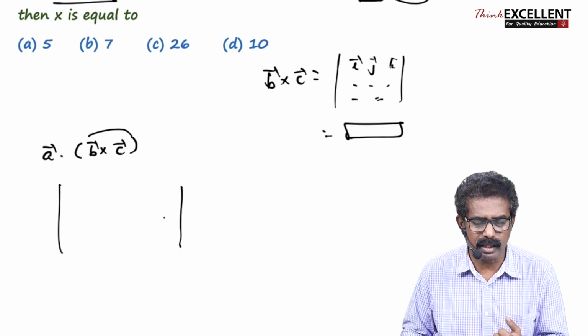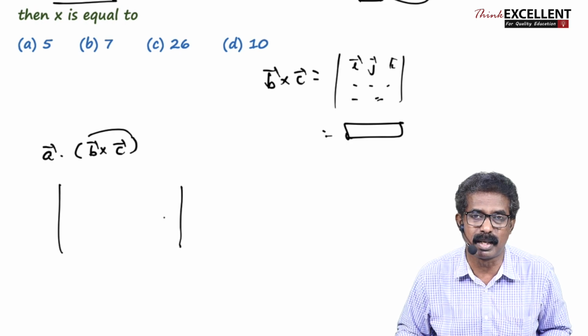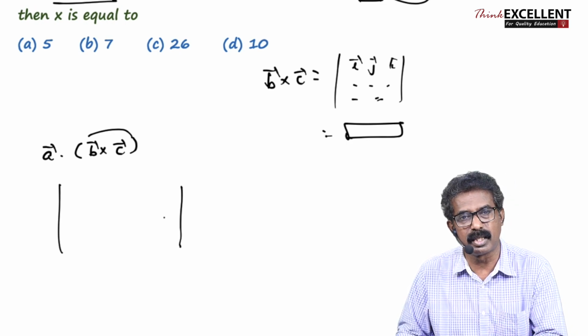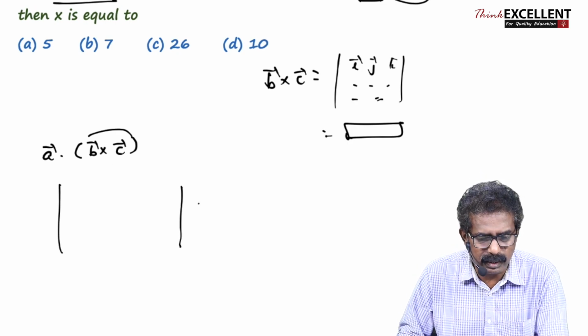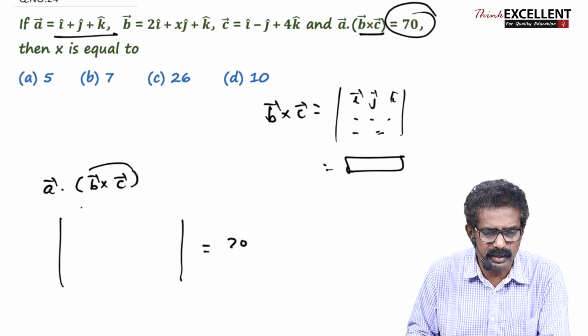Okay. So this is an objective question only. We want the answer. Which method you do doesn't matter. Okay, that's the reason I explain both the methods. Suppose if it is a 2 mark or 3 mark question, do it in the 11th standard method. Okay. So here A dot B cross C, they have given us what? 70. So A dot B cross C, just write the coefficients.